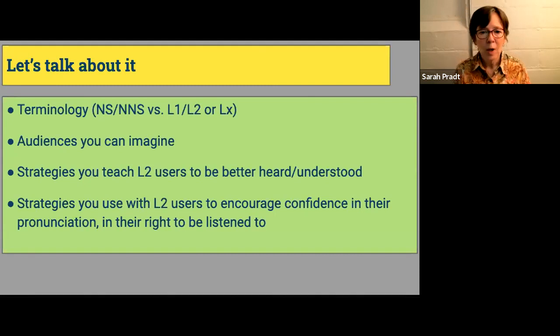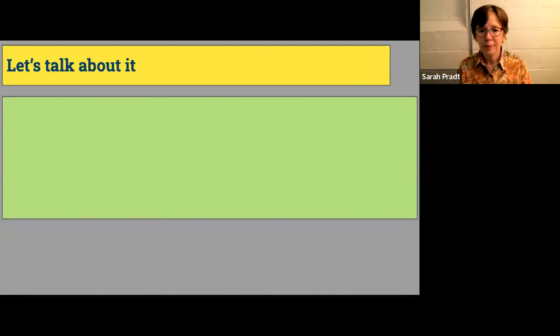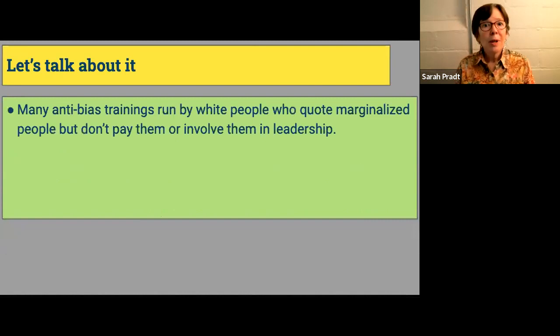Yeah, great. Okay, here's another question to ask you. The place of L2 users in this workshop. As I thought about this, I was chatting with a fellow Hamline graduate student who is an L2 user himself. And I realized, many anti-bias trainings are run by white people, and particularly anti-racism trainings of a certain era, right? And they quote marginalized people. They hold them up, but they don't pay them and they don't involve them in leadership.